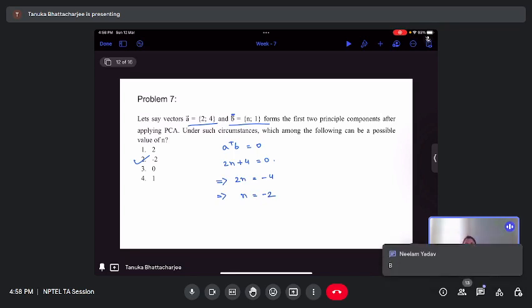Neelam, you are correct. Option B is the correct answer. For these two vectors to be the first two principal components obtained using PCA, n has to be equal to minus 2.